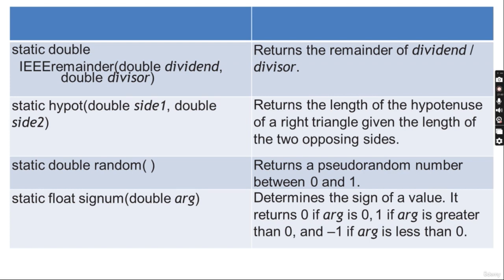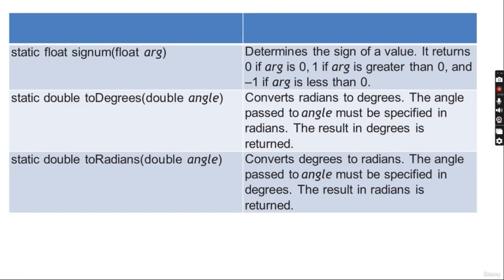Static double signum(double arg) determines the sign of the value. It returns 0 if arg is 0, 1 if arg is greater than 0, and minus 1 if arg is less than 0. Then static float signum(float arg) determines the sign of the value. It returns 0 if arg is 0, 1 if arg is greater than 0, and minus 1 if arg is less than 0.